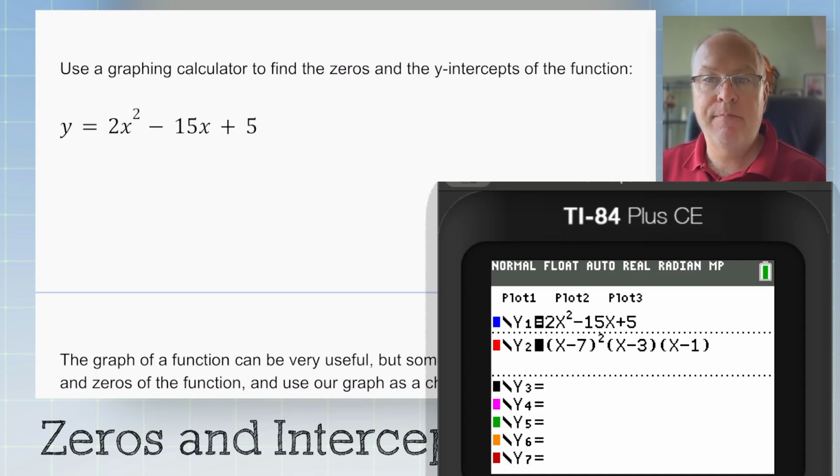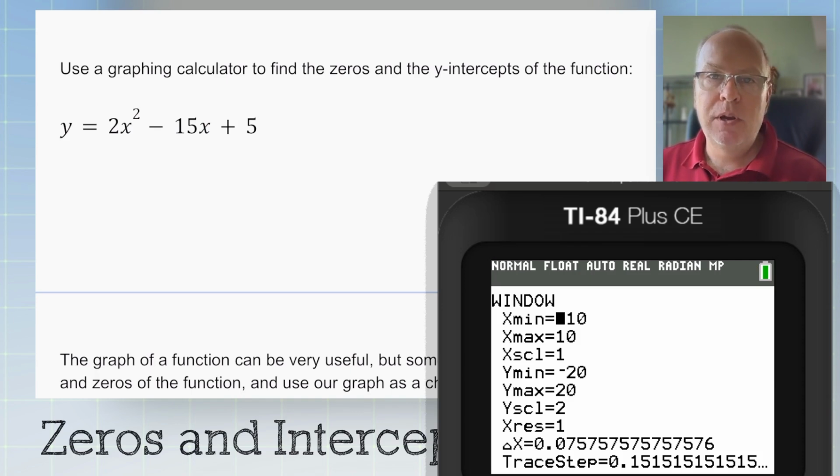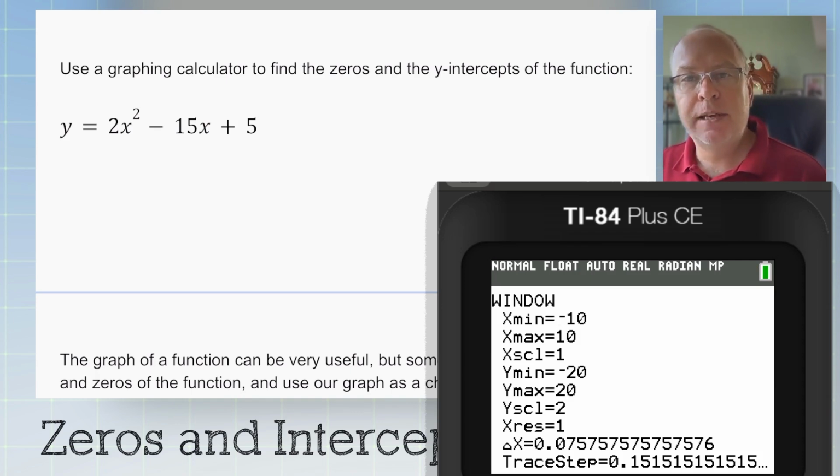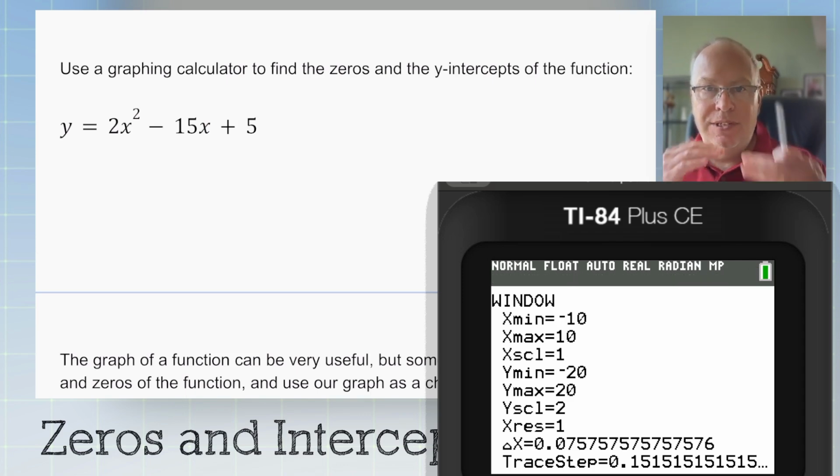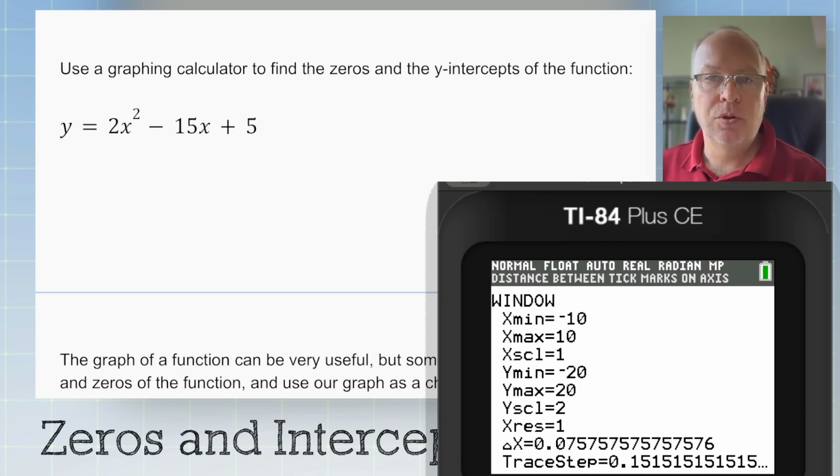So I'm going to hit graph. Let me show you this. My window, I've got it from -10 to 10 for the x, but the y's, I did go ahead and change them to -20 to 20 so that we see more of all the vertical action of these functions. And then I had it skip by 2, so there weren't 1,000 hash marks on the graph.